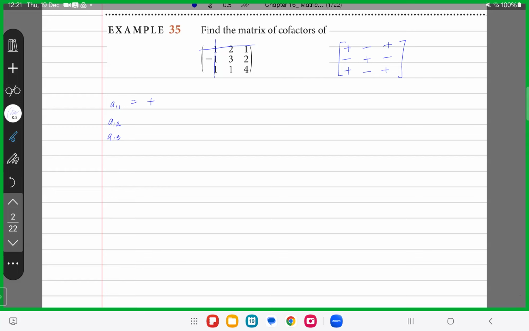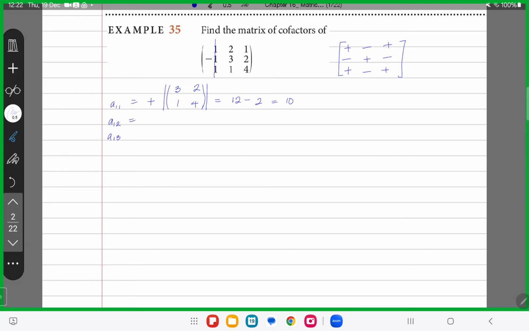So if we ignore the first row and the first column, the remaining matrix would be this: 3, 2, 1, 4. So the determinant would be 3 times 4, which is 12, minus 2 times 1, which is 2. The cofactor element is 10.